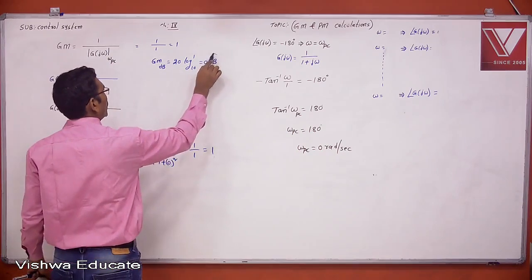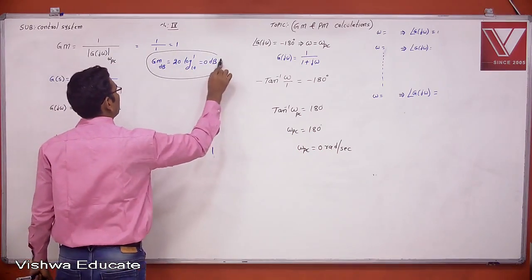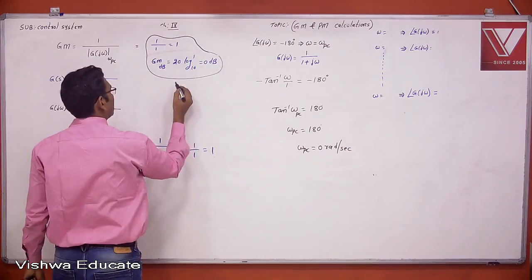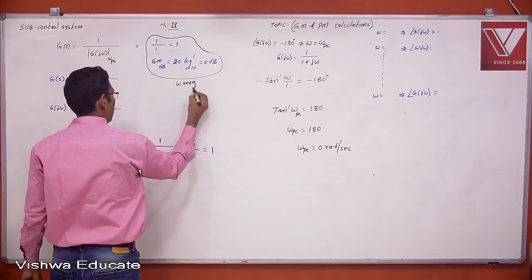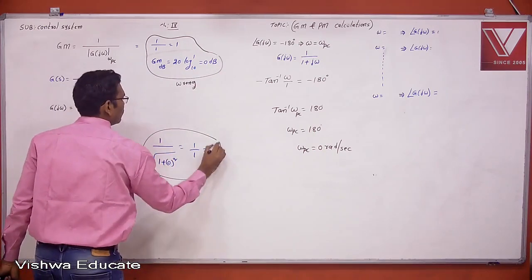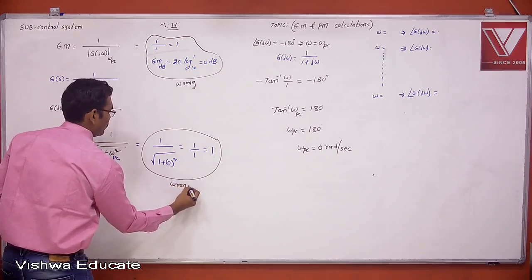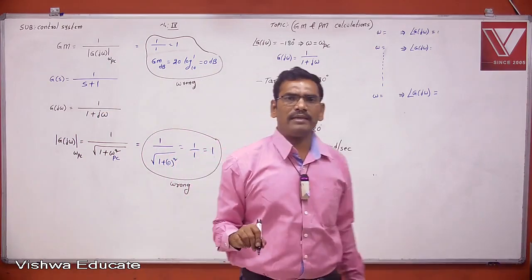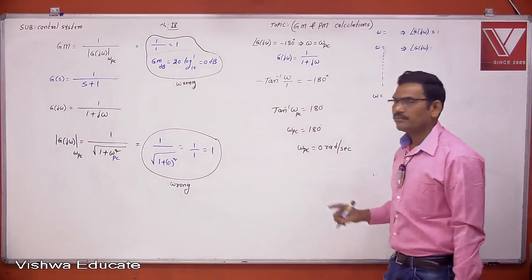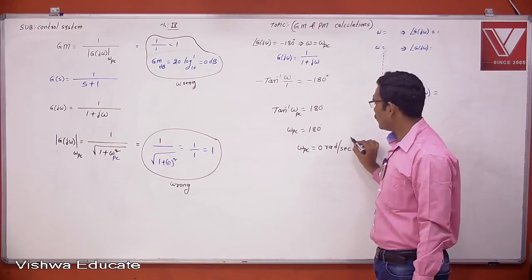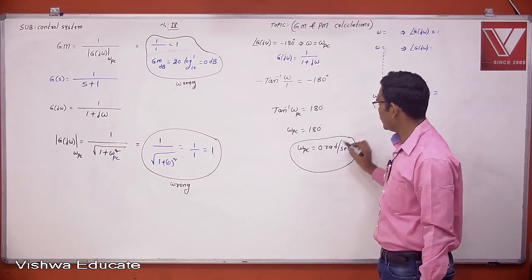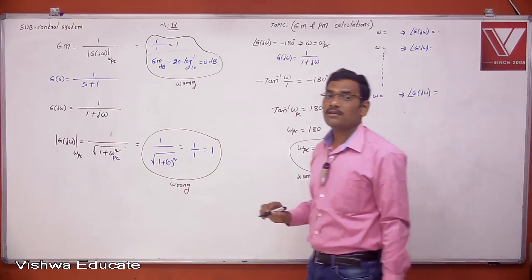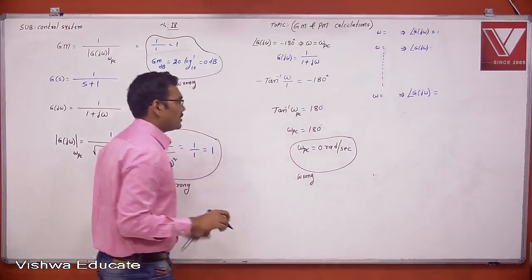But students, you have to identify that this is 100% wrong. This is the wrong answer, the wrong approach. Why is this wrong? You are using the same procedure, but this is wrong because this phase crossover frequency itself is wrong. This is 100% a wrong judgment you are giving here. This is the wrong phase crossover frequency.